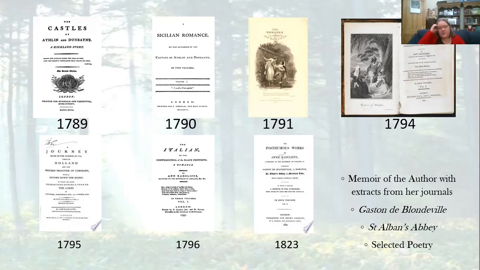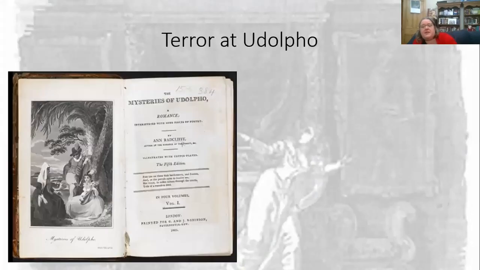So the books that were published while she was alive included Castles of Athlin and Dunbayne, which I've already mentioned, A Sicilian Romance from 1790, The Romance of the Forest from 1791, The Mysteries of Udolpho, of course, The Italian from 1796, and not a novel, but some travel writing, her Journey through Holland and the Low Countries from 1795. The main text that's mentioned in Northanger Abbey is the Mysteries of Udolpho, which Catherine is reading with great delight.